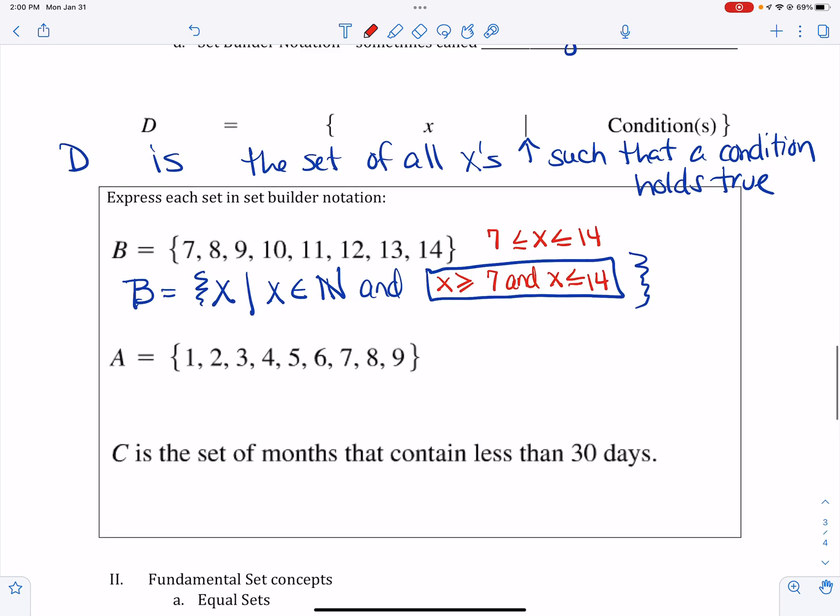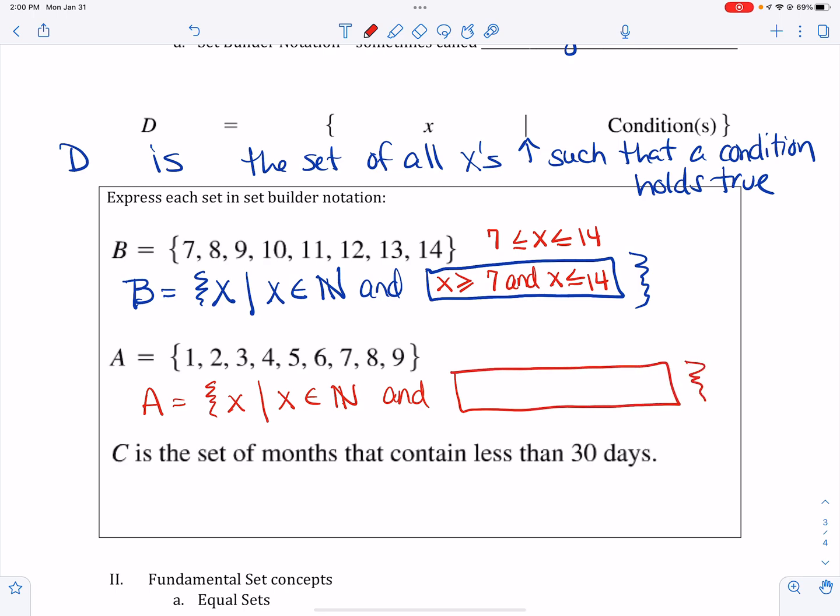Now, when we go to the next one, we're going to have A is equal to the set of all x's such that x is a natural number, and then they're going to have a box for you to fill in the condition.